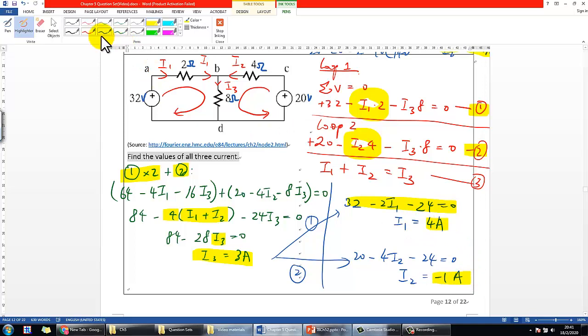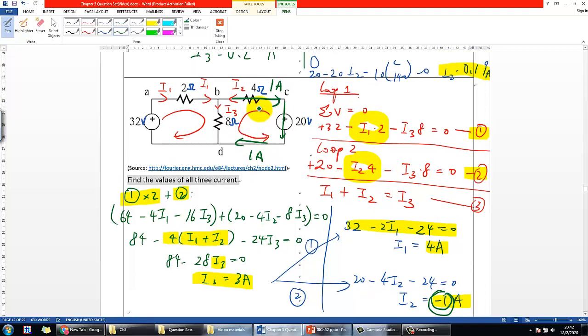So as we said earlier, if you find a negative number, it will mean that the current I2 is actually flowing in this direction instead, with 1 A. Okay, so this way and this way, 1 A. And in fact, yeah, it's very normal to have a voltage like this, to have a current like this.